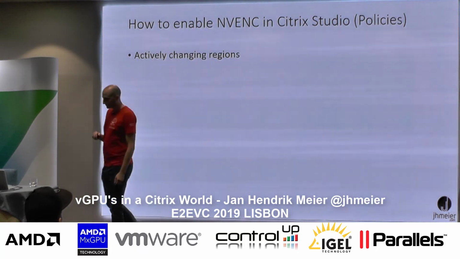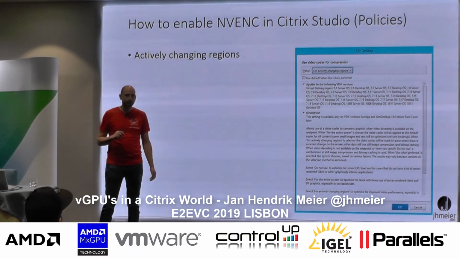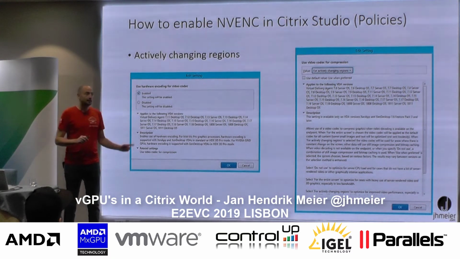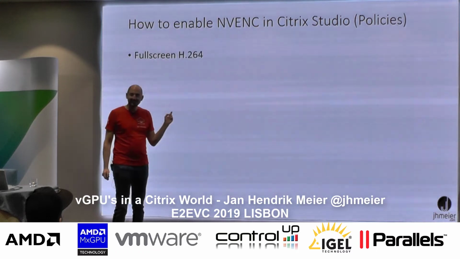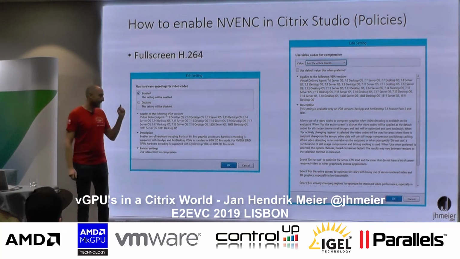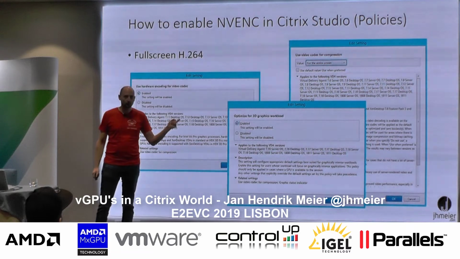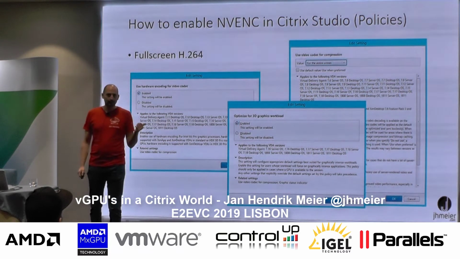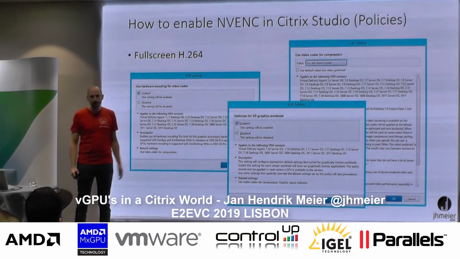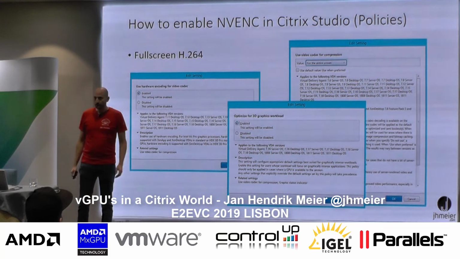To activate it for actively changing regions, it's quite easy. You say video codec for actively changing regions and use hardware encoding, enabled. If you do this for the full screen, in theory for the entire screen, enabled, it won't work. You also need to enable optimize for 3D graphics workload, otherwise it's not using the hardware encoding. So it's different depending on the selection you have whether you need to enable optimize for 3D graphics workload or not. If you have the other one, the setting 3D graphics workload has no impact.